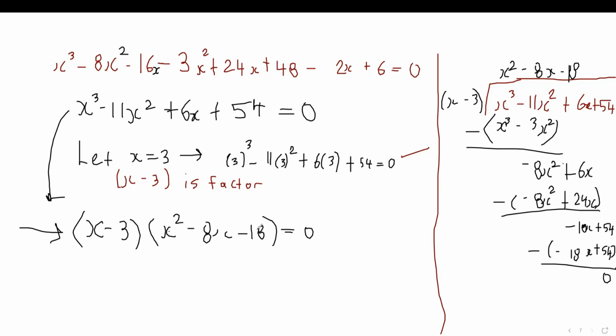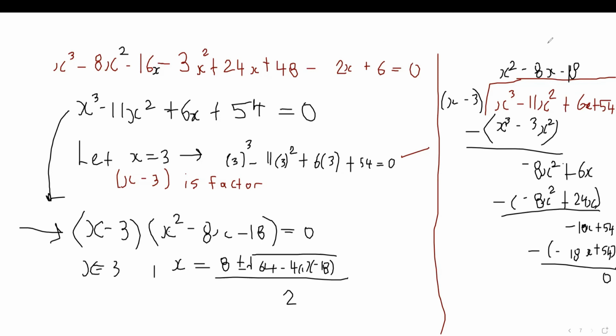Let's go 6 and 3. That wouldn't work either. I'm not seeing the factors here, so I'm just going to use the quadratic formula to solve this part. I'm going to say x is minus b, which is 8, plus or minus the square root of b squared, which is 8 squared, which is 64, minus 4ac, which is 4 times 1 times minus 18, divided by 2a. And over here, we know that this answer is definitely just x equal to 3. So let's punch it in our calculator.